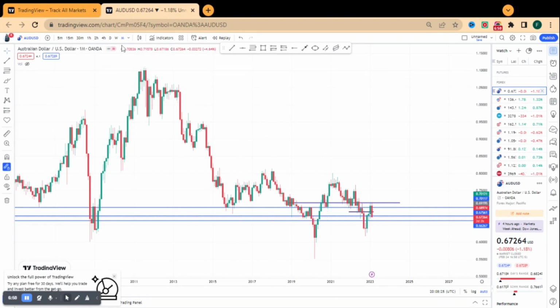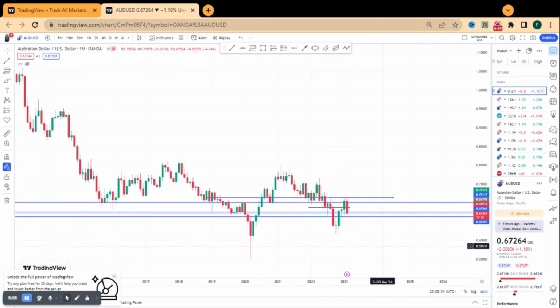Now this is the monthly time frame. The first thing I'll show you is that last month we had a bullish trend. Now in February, the market stopped trending bullish. Sellers came in and pulled the market back, and as you can see, on the monthly time frame the price formed a double top. There is something called a double top chart pattern.